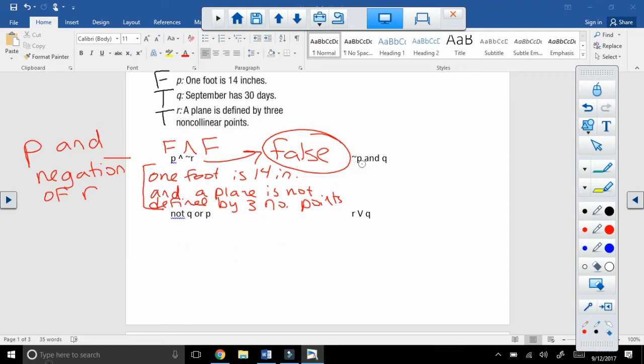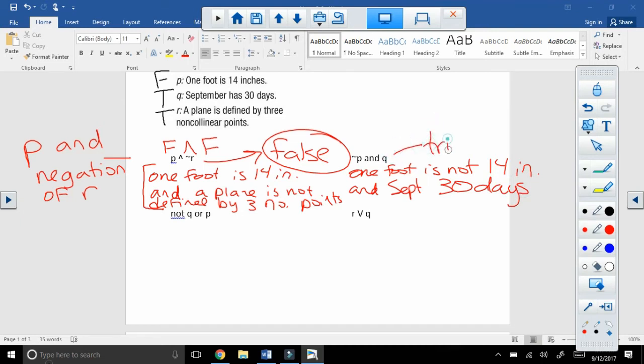Okay, for this next one, to negate P, I would say that 1 foot is not 14 inches. Okay, and you don't need to change this to make it right. You just say the foot is not. You add in the word no or not equals. Don't try to make it anything different. So 1 foot is not 14 inches, and September has 30 days. So since both of those are true, the overall truth value would be true.